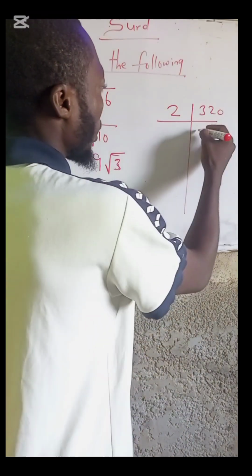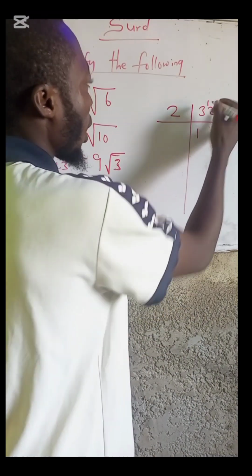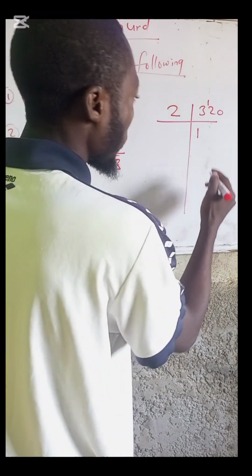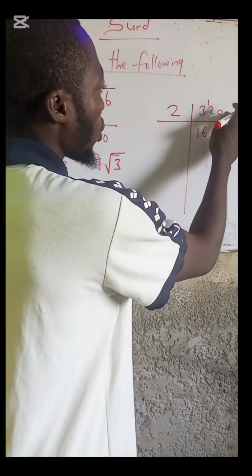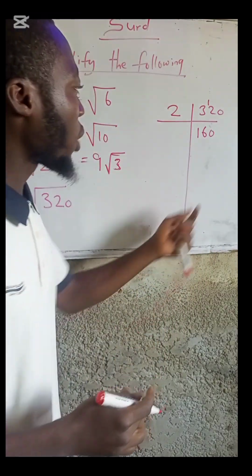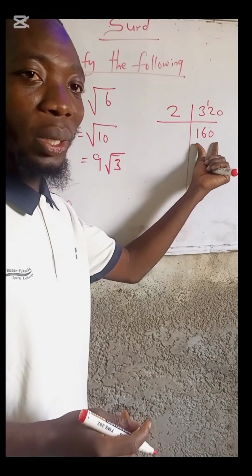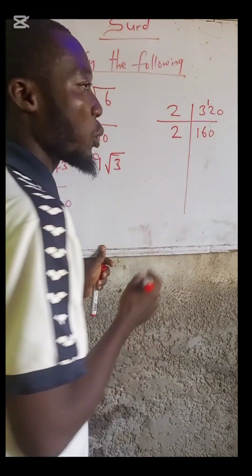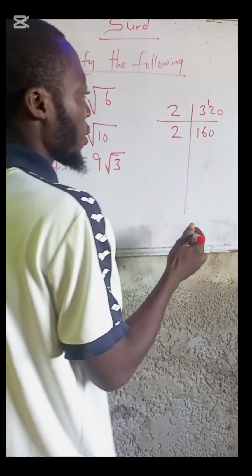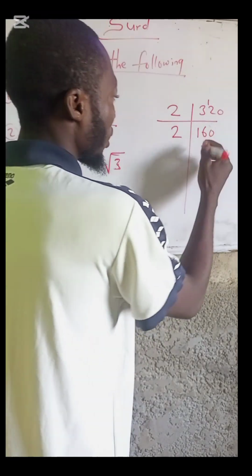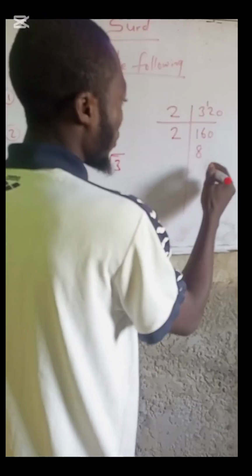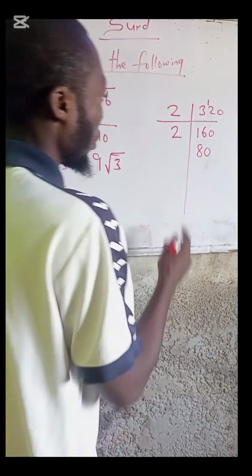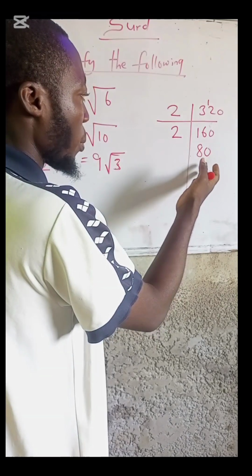2 in 3 is 1, remainder 1. Now give that 1 to this 2 so that it becomes 12. 2 in 12 is 6. 2 cannot go in 0, I add my 0. Now check. 160 is not a perfect square number. So we go again by putting our 2. 2 in 16 is 8. Then this 0, bring it down. Still not a perfect square number yet.